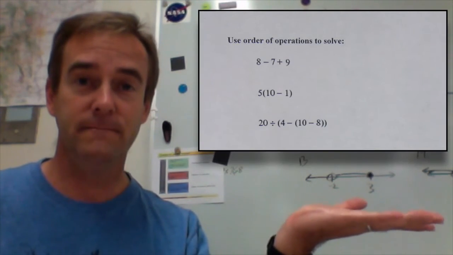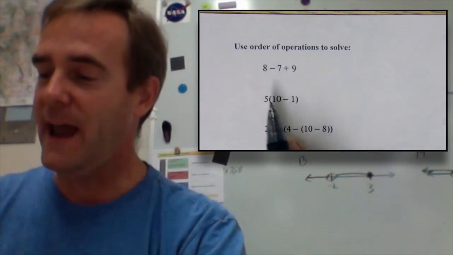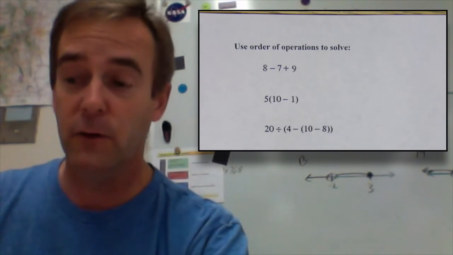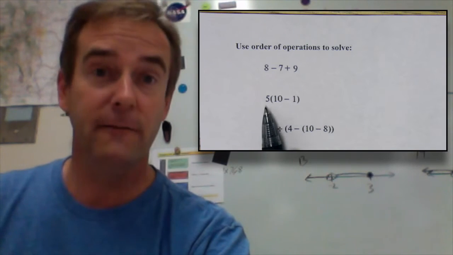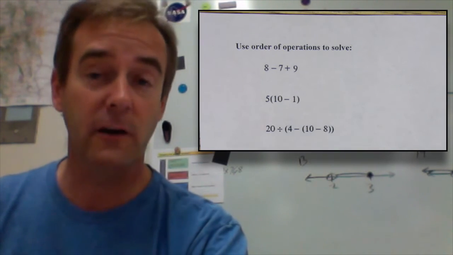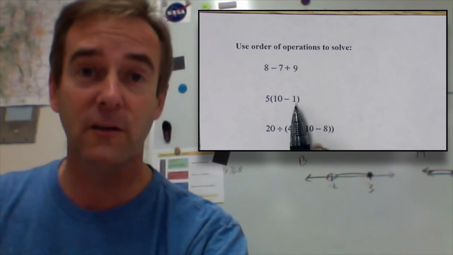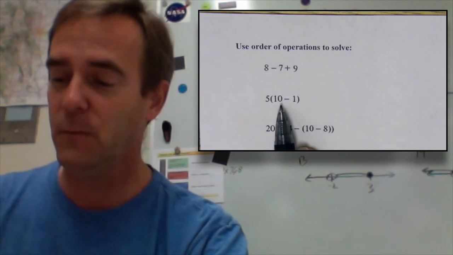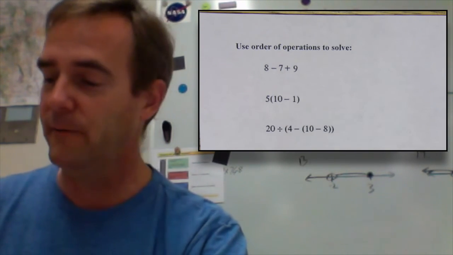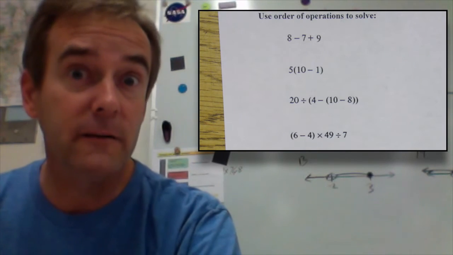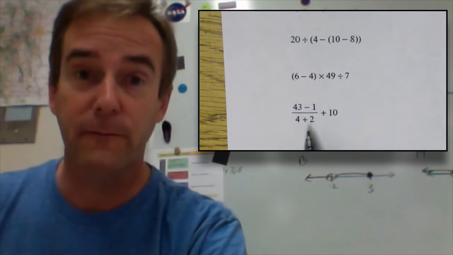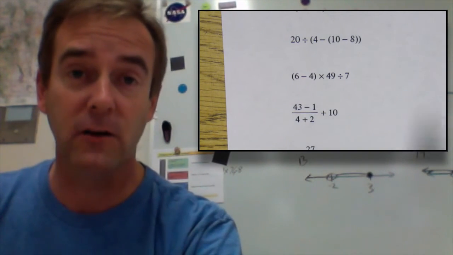Coming back. So if you put in 8 minus 7 plus 9, your calculator will give you the correct answer to that. If you put in 5 parentheses 10 minus 1, the calculator knows do what's in parentheses first, because that's what PEMDAS requires. 10 minus 1 is 9, 5 times 9 is 45. Where it can get a little confusing is when we have fractions and other mathematical operations.